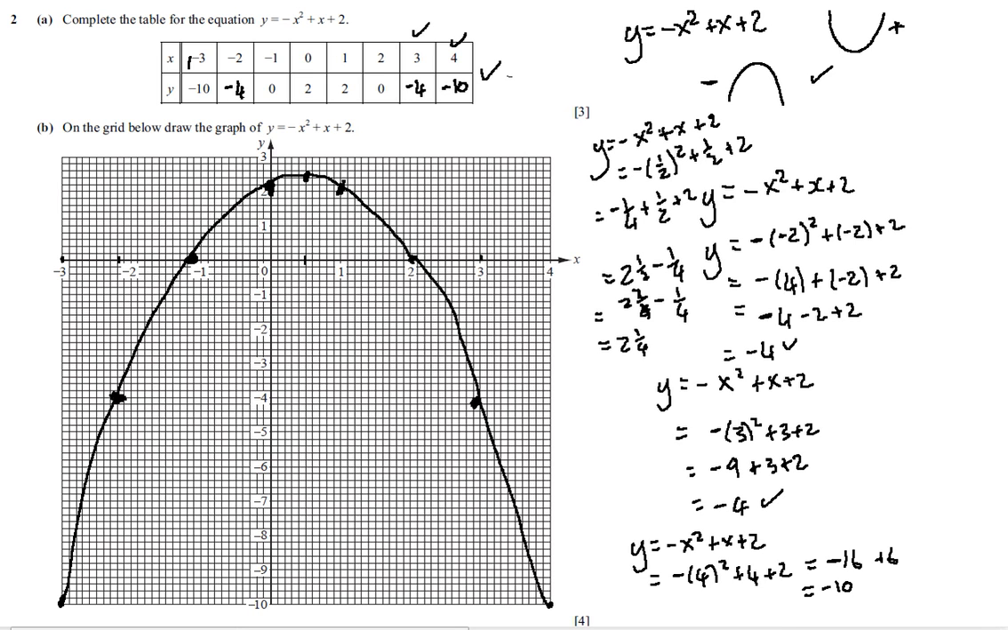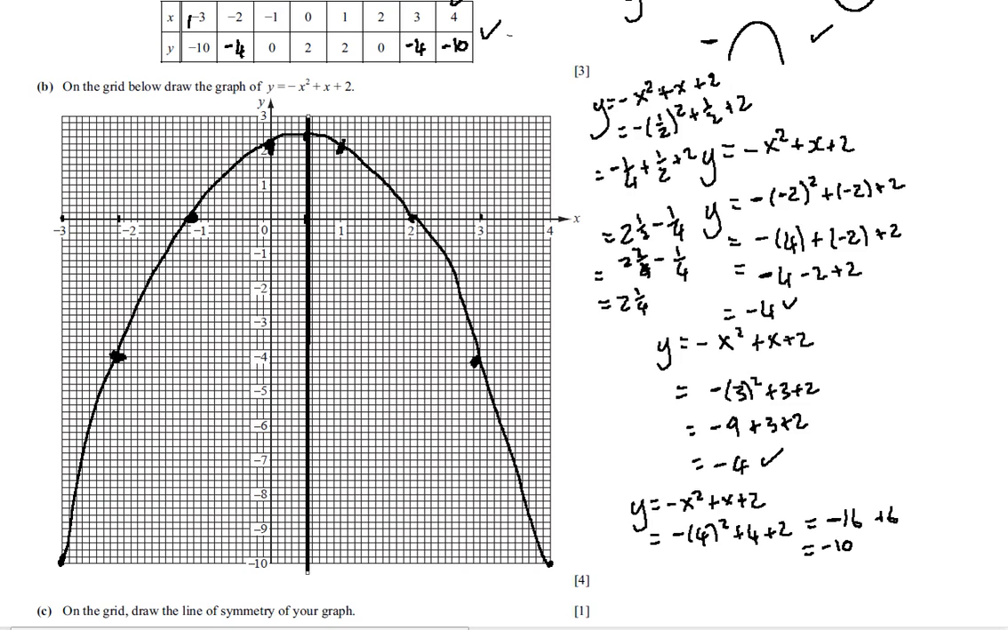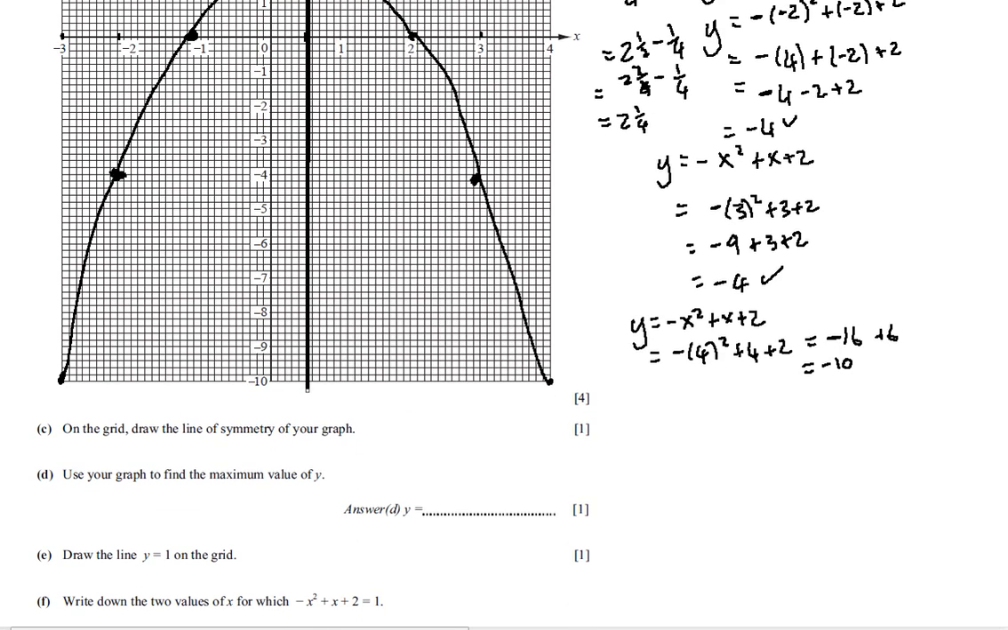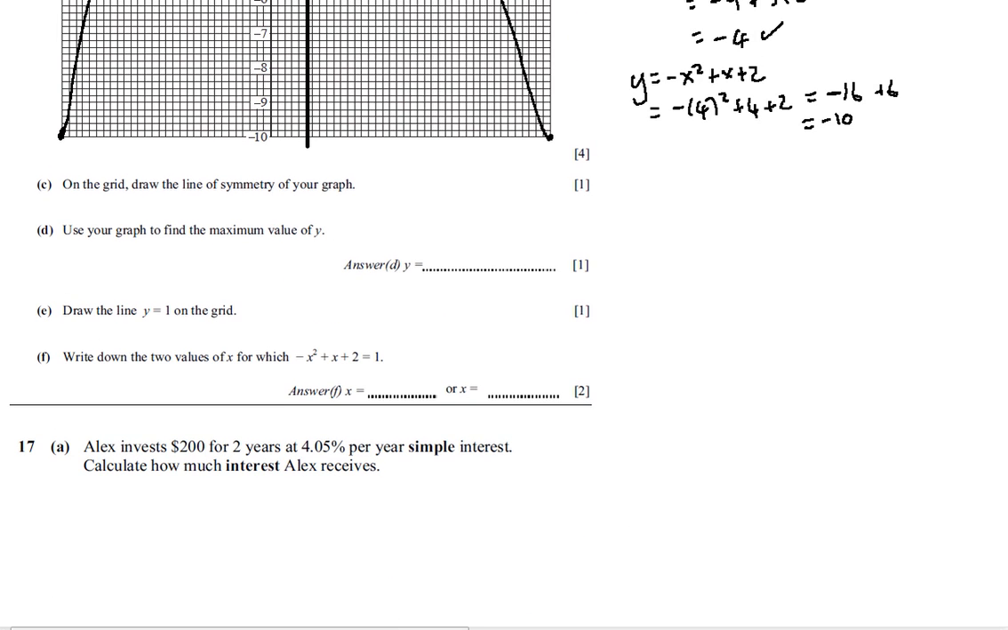So this is basically what it's going to look like. This is the turning point, and that's the line of symmetry through that turning point. The question is, on the grid, draw the line of symmetry of your graph. That's the line of symmetry for the graph. Use your graph to find the maximum value of y. Well, the maximum value of y will be at this turning point. That's the highest value, and we know that's 2.25.